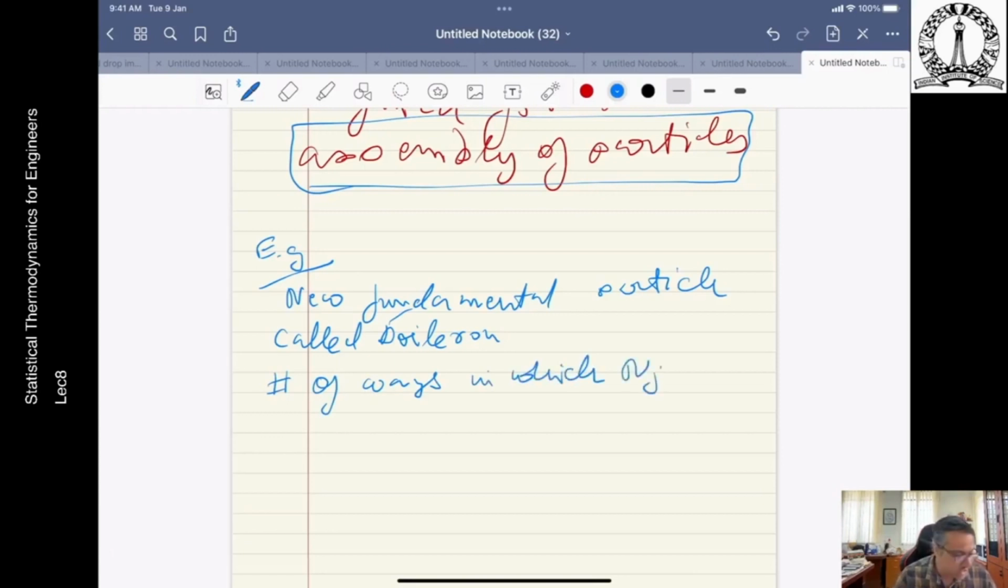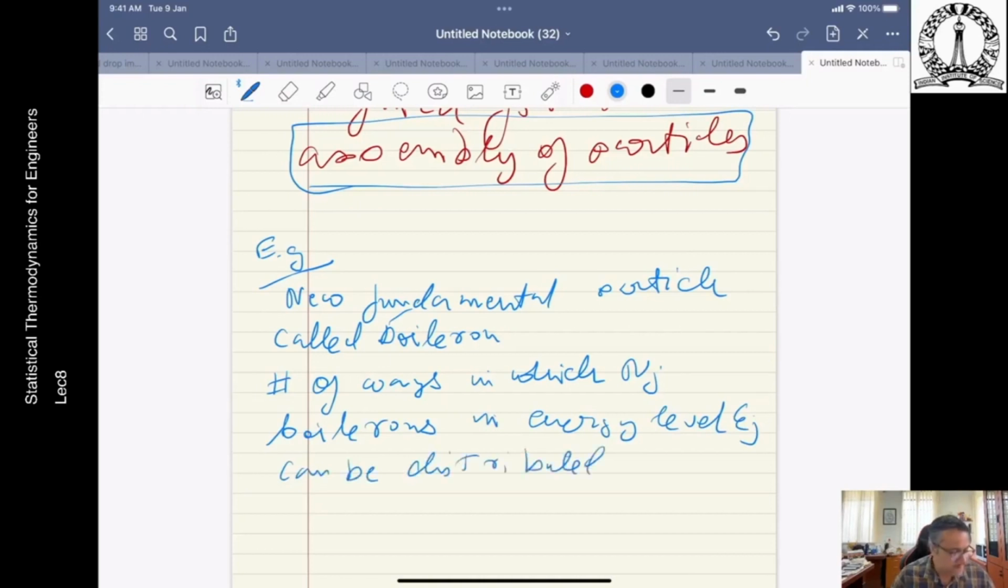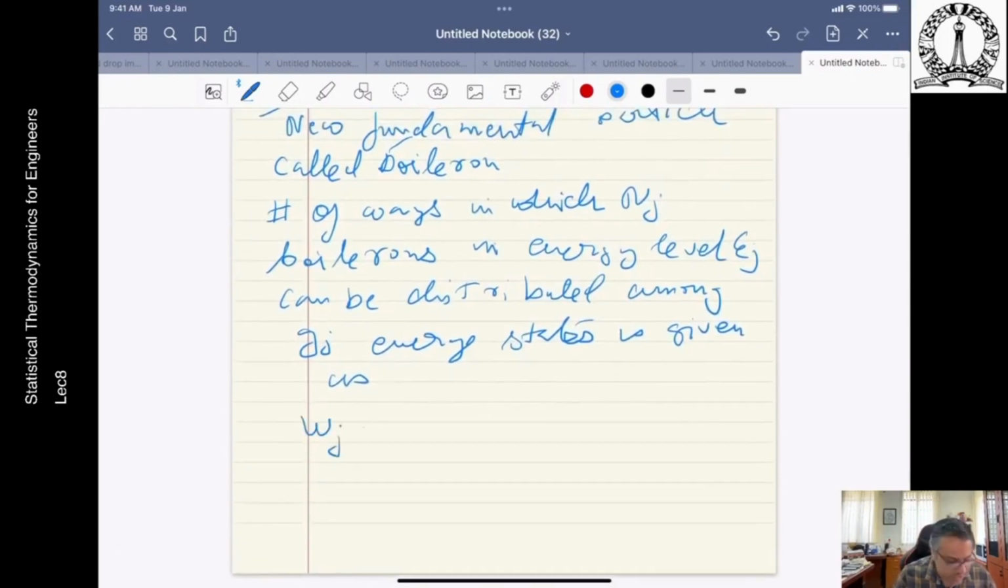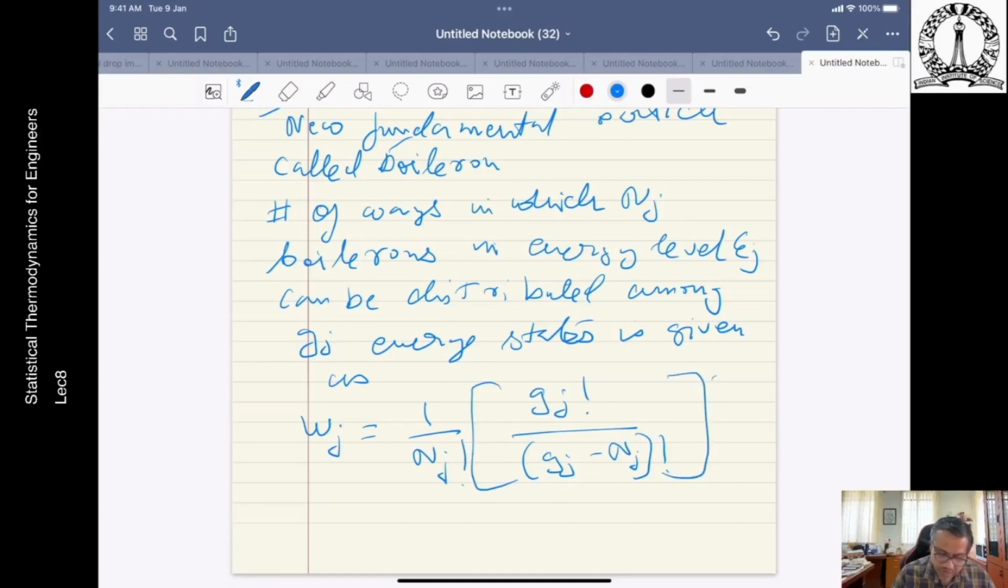Number of ways in which Nj boilerons in energy level Ej can be distributed among Gj energy states is given as, so we are giving you the distribution given as Wj is equal to 1 over [Nj factorial, Gj minus Nj factorial] square.